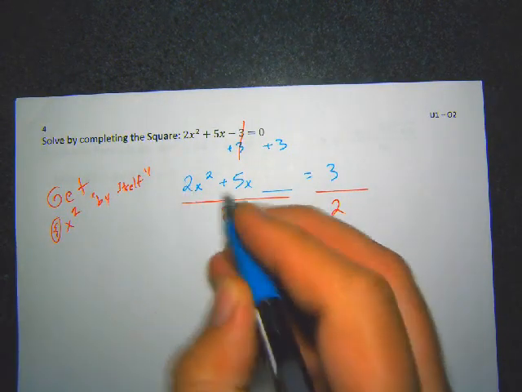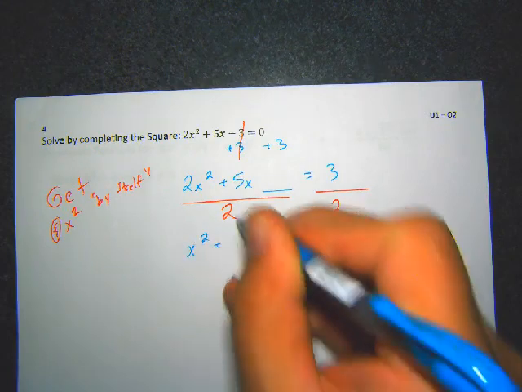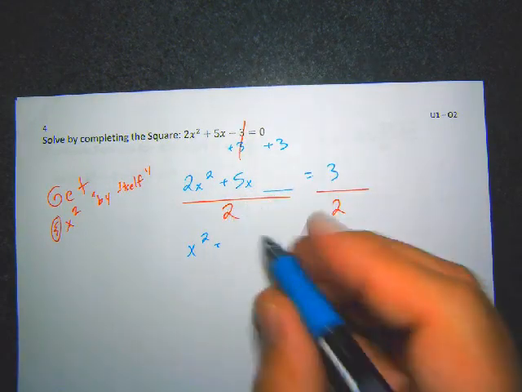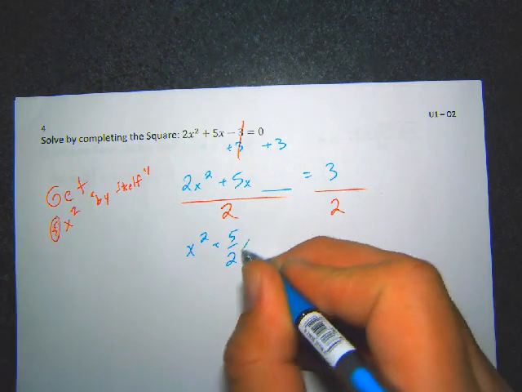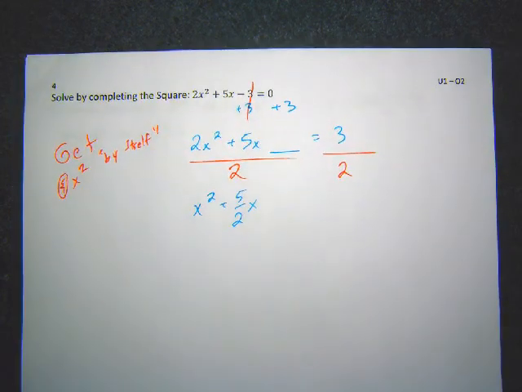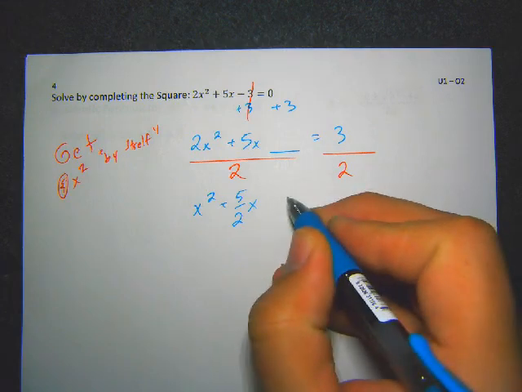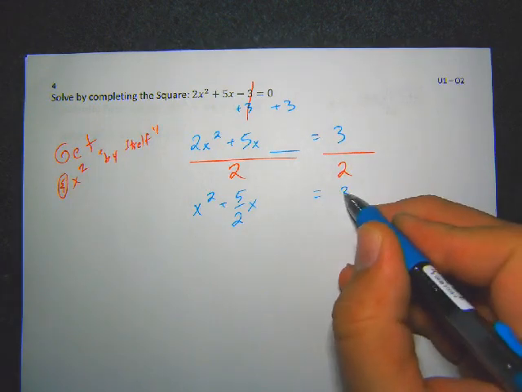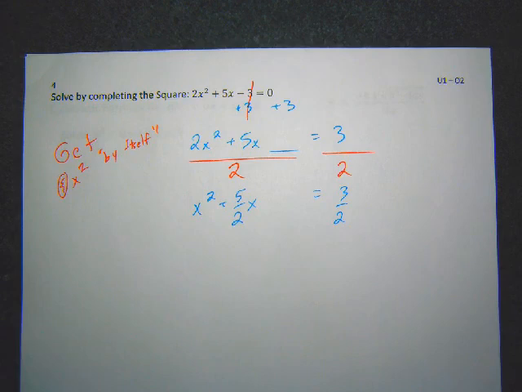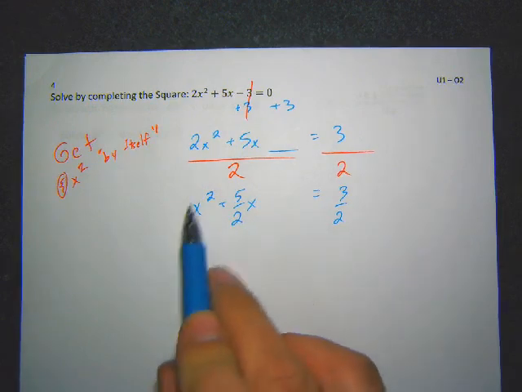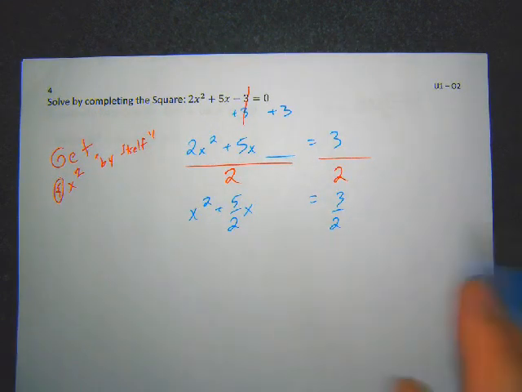That will cancel the 2 here, so I just get x squared. The 5 doesn't divide nicely by 2, so we'll just leave it as a fraction. Yes, we'll have to deal with some fractions in this, and that's when completing the square can kind of be a pain, because sometimes you have to deal with fractions. We're going to leave that blank there, and we're going to say 3 divided by 2 is 3/2. Okay, now we're set up, because you can complete the square if you got the x squared by itself. Even with fractions, it'll still work.